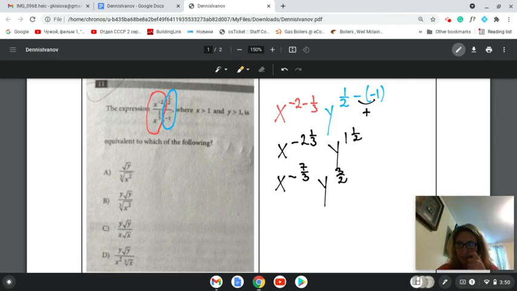Then I noticed that in my multiple choice options, my answers are divisions, right? So remember, we have a division line there, fractions, and that is normal because we cannot keep the exponents negative. We need to simplify that.